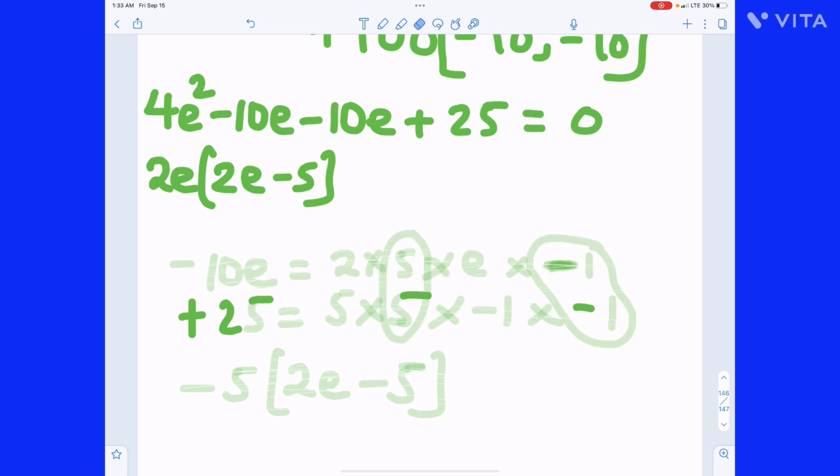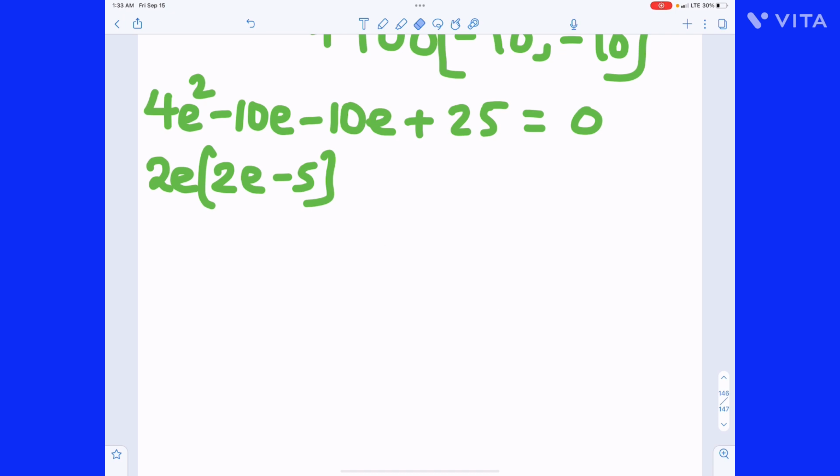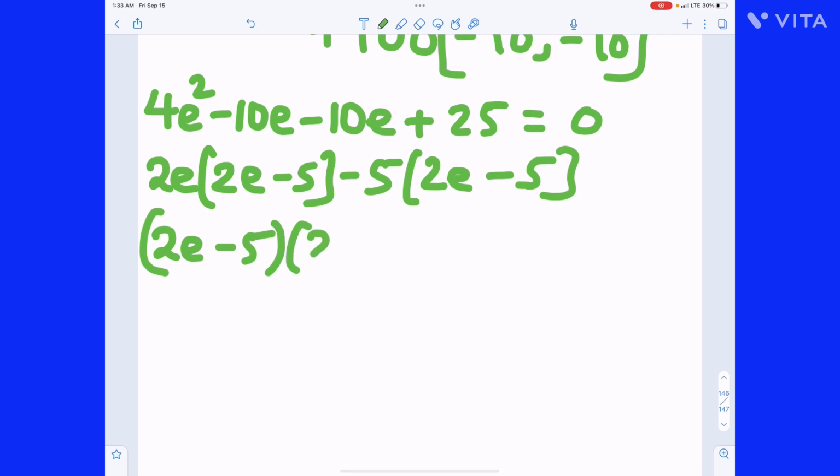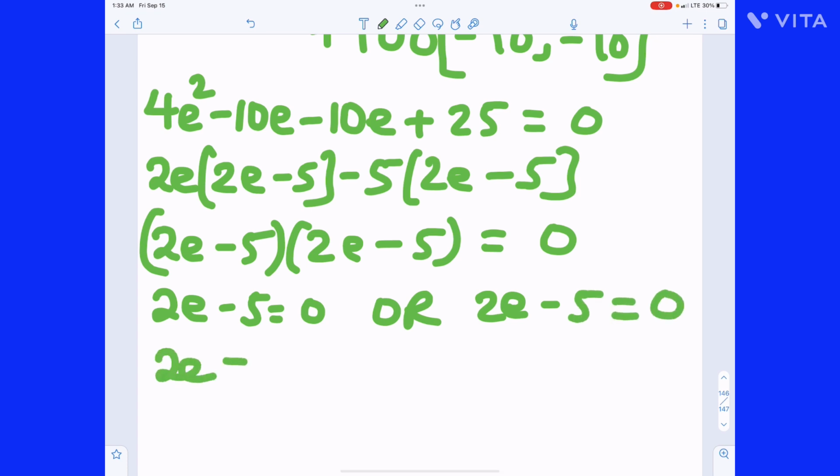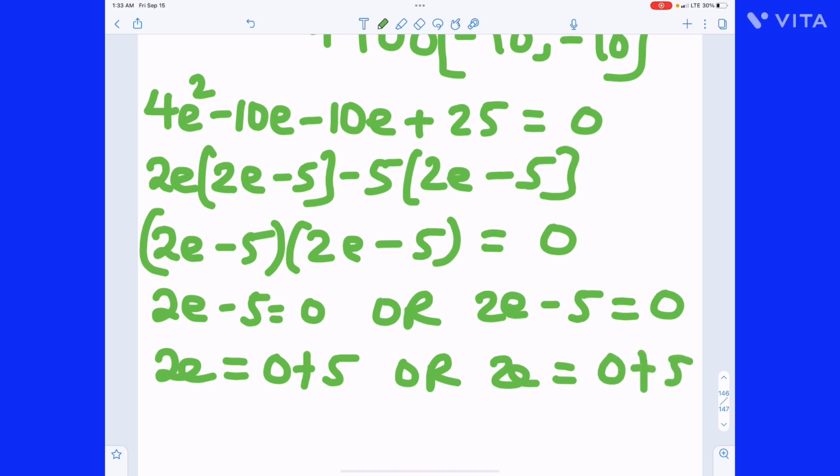So what does that give me? Minus 5, open bracket, 2e minus 5. So that's 2e minus 5 is 0. So 2e minus 5 is 0, or 2e minus 5 is 0. That gives you 2e is 0 plus 5. Put the two together, what do you get?